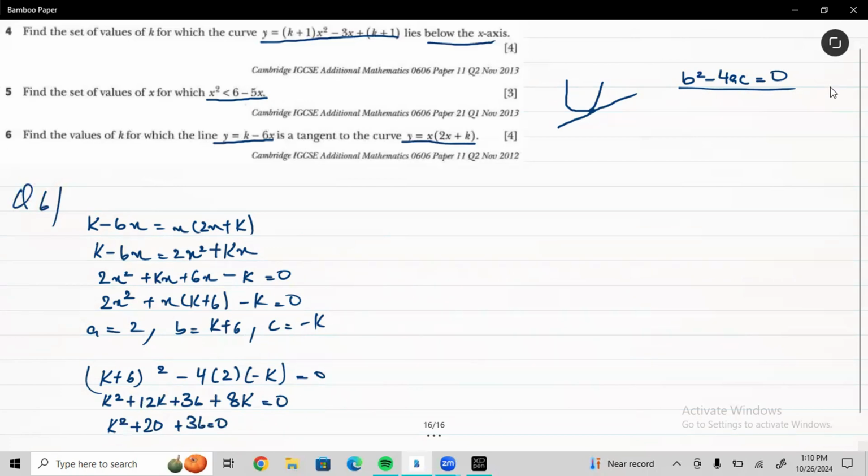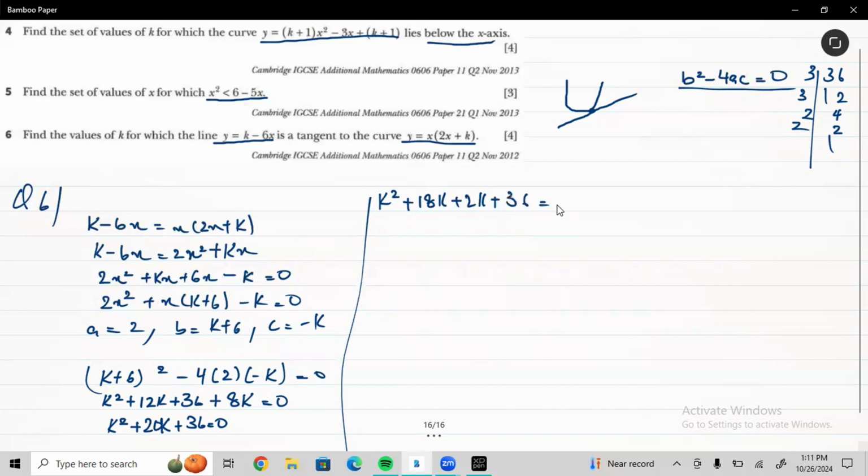I'm going to take my LCM for 36. 3 1s are 3, 3 2s are 6, 3 4s are 12, 2 2s are 4, 2 1s are 2. We have to construct 20 out of this, so 2 2s are 4, 4 3s are 12, 6 3s are 18. Okay, so it's going to be k squared plus 18k plus 2k plus 36 is equals to 0.